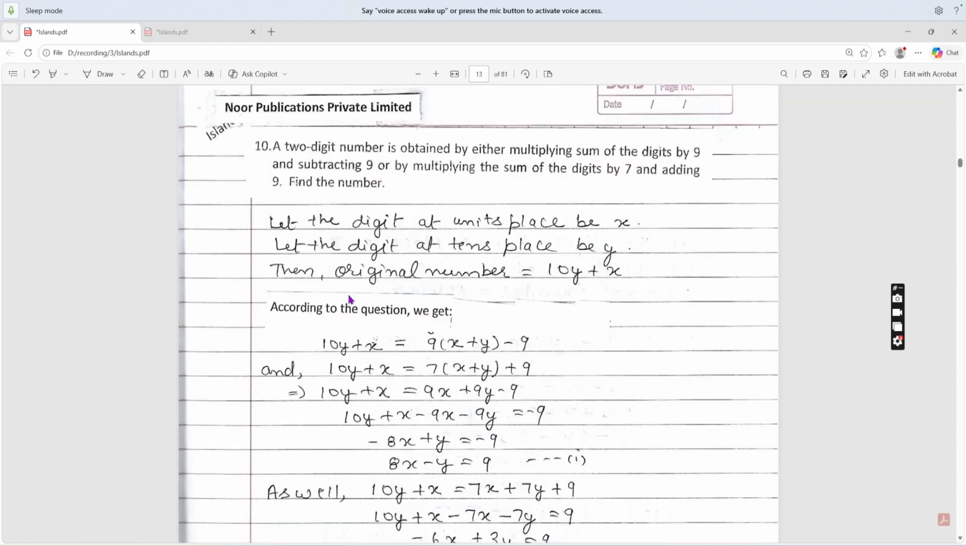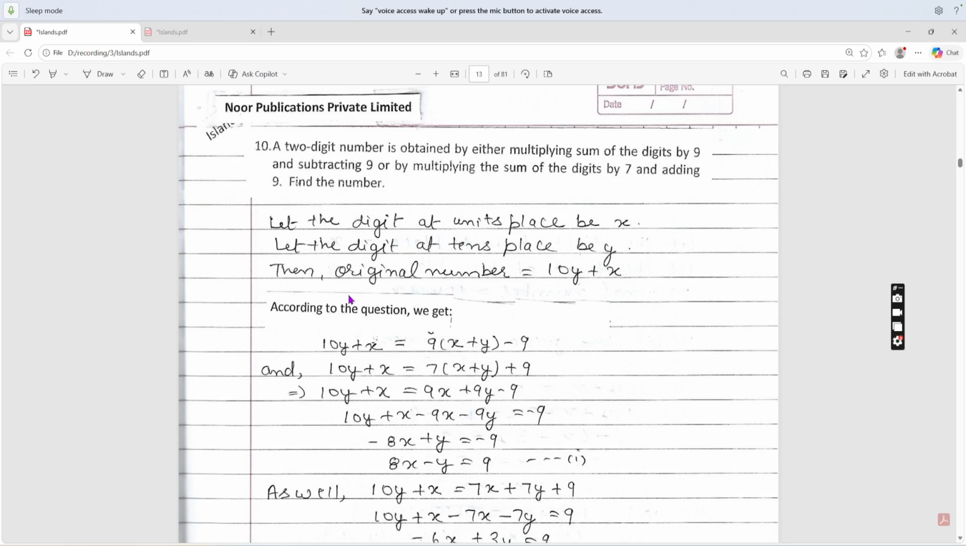A 2-digit number is obtained by either multiplying the sum of the digits by 9 and subtracting 9, or by multiplying the sum of the digits by 7 and adding 9. Very simple. Again we are going to start with our tip, that we have to write all the 4 steps.